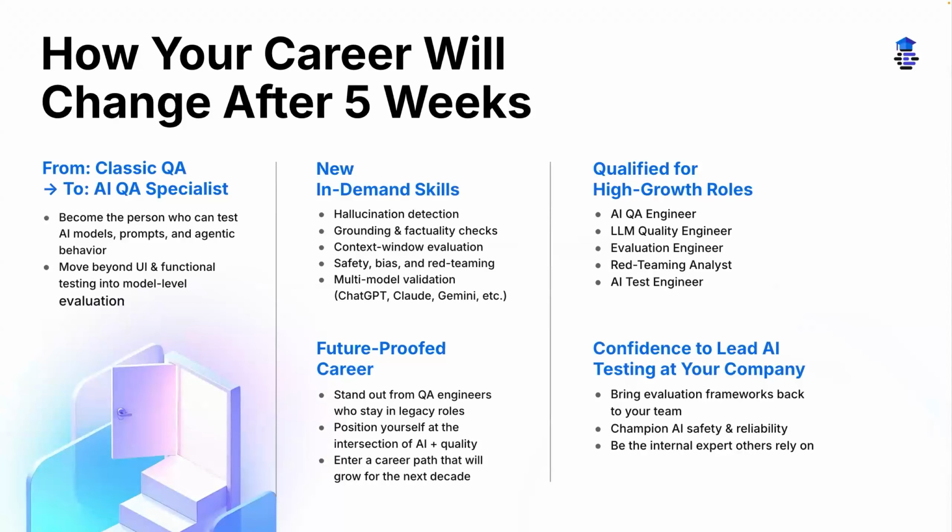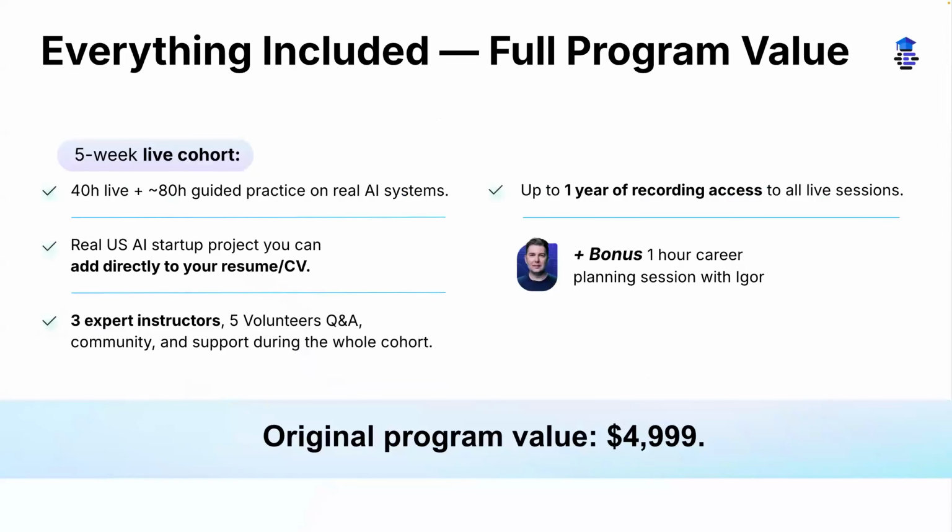We only graduated 90 students in 2025, and there's thousands who do not know what we show you today, right? So you're gonna have new in-demand skills like hallucination detection, context window evaluation, safety bias, red teaming, multimodal. Nobody has the skills. You're gonna future-proof your career, guys, and qualify for the high growth roles and high paid roles. And most importantly, you build confidence. Remember Brian's review? Confidence. You're not gonna get scared anymore, right?